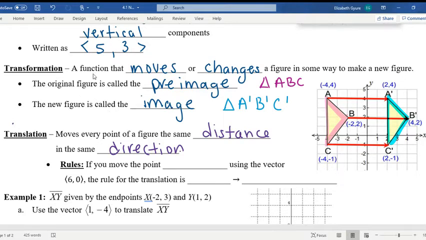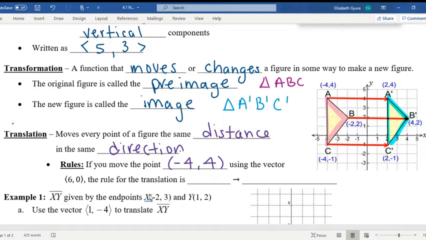Sometimes you'll do a translation with a vector, like what we talked about up here, like 5, 3. Move it right 5, move it up 3. But sometimes they're written slightly differently. Sometimes they're written as something called a rule. And a rule is written more like a coordinate point almost. So for example, if you move the point, I'm just going to pick one on my picture here, like A, so if I move the point -4, 4, I just picked A, using the vector 6, 0. 6, 0 means right 6 and then not up or down at all, right? Because the vertical component is 0.